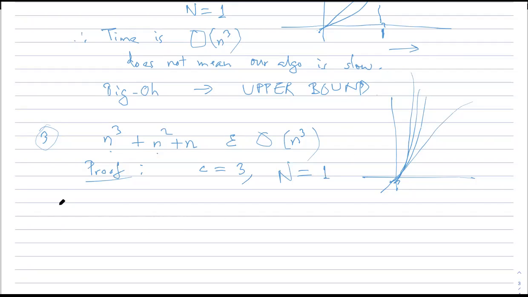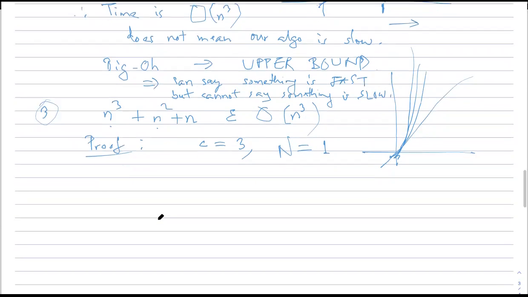So big O, let me be very clear. What this means is that we can say something is fast, but we cannot say something is slow based on the big O notation. Cannot say something is slow, because it is just acting as an upper bound.